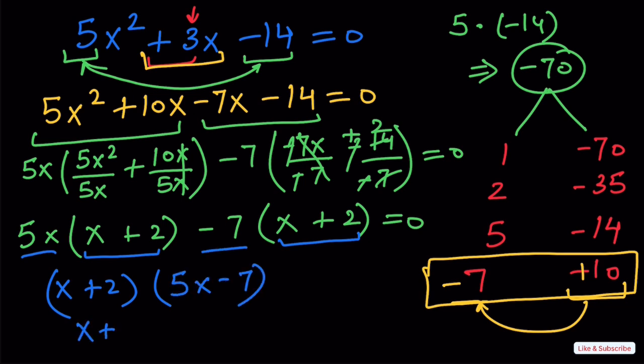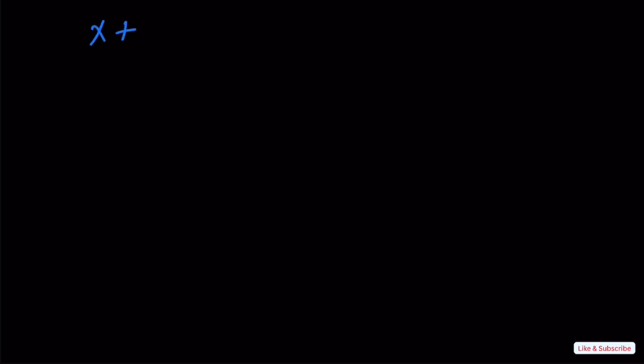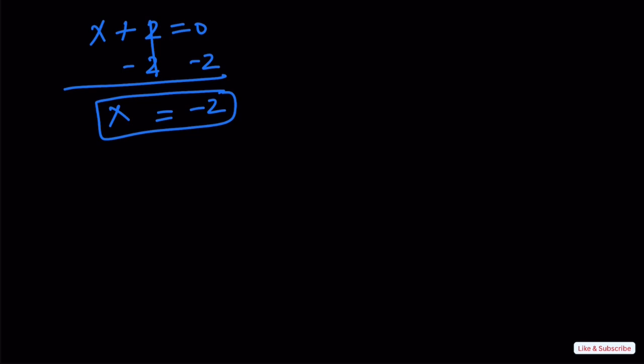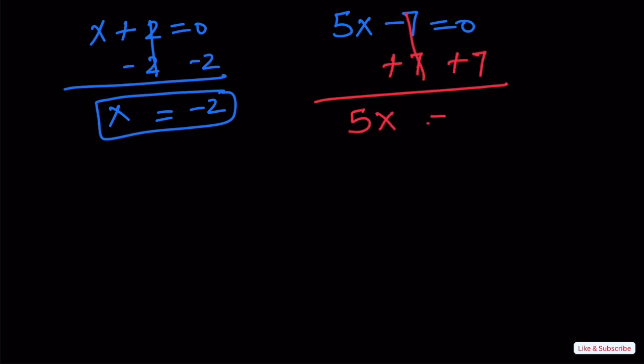Now either x plus 2 equals 0 or 5x minus 7 equals 0. If x plus 2 equals 0, I'll subtract 2 from both sides to get rid of that 2. So I got the value of x as negative 2, right? And the other factor, 5x minus 7 equals 0, I'll add 7 on both sides. So I got 5x equals 7. 5 is in multiply. What's the opposite of multiply? Divide. And that gives me the answer for x as 7 over 5.